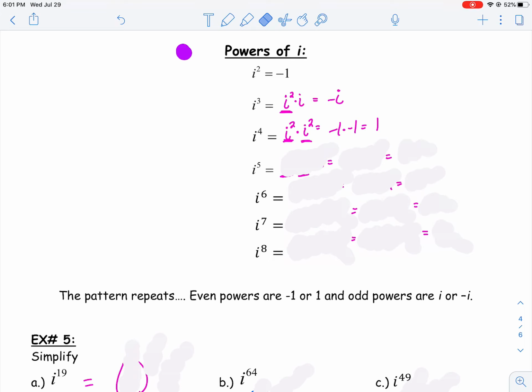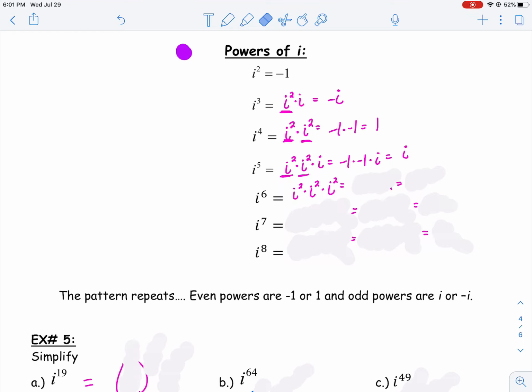Okay, what about i to the 5th? Well, I know that i to the 5th is 5 i's, or can I say i squared times i squared times one more i? Well, i squared times i squared, that's 2 negatives, making a +1, times i is just +i. Do the same thing with i to the 6th, and i to the 7th, and i to the 8th, and see if you can come up with a pattern.